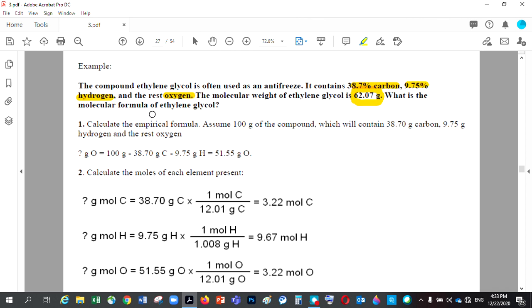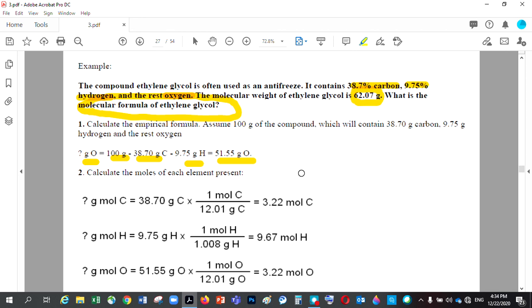What is the molecular formula of ethylene glycol? Molecular formula means the actual ratio of all the elements within the whole molecule. So that's the actual one, not the empirical one. Because you have the percentages, first of all you have to get the oxygen. Assume 100% is 100 grams. Oxygen is 100 grams minus carbon minus hydrogen, which came to 51.55 grams. So you assume the percentage into grams, 100% is 100 grams.